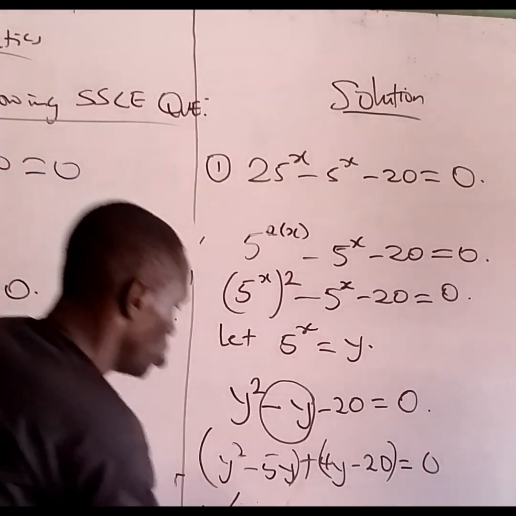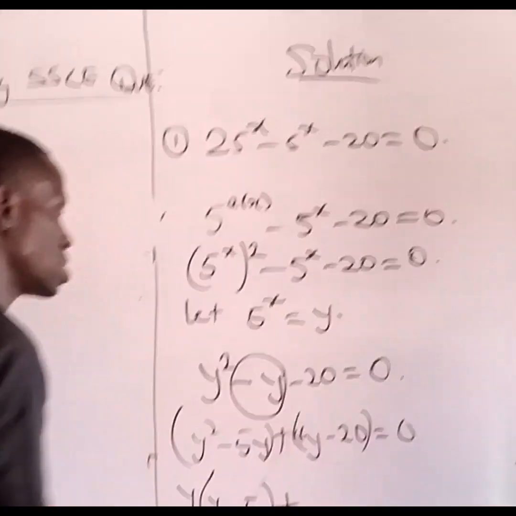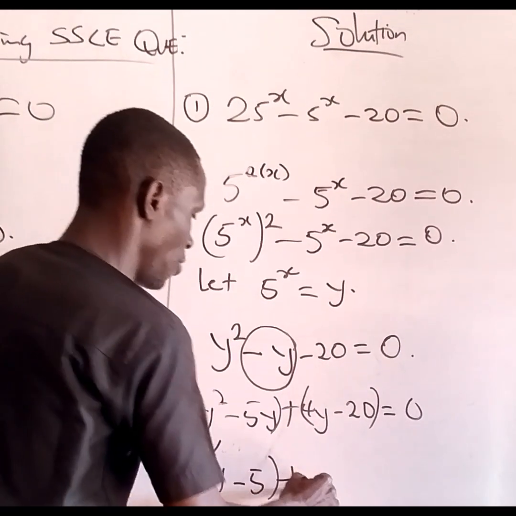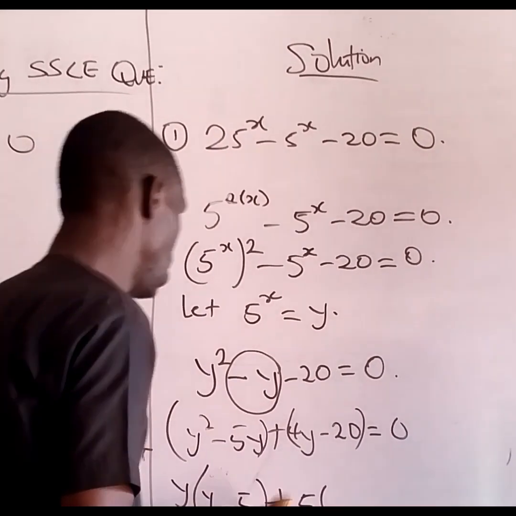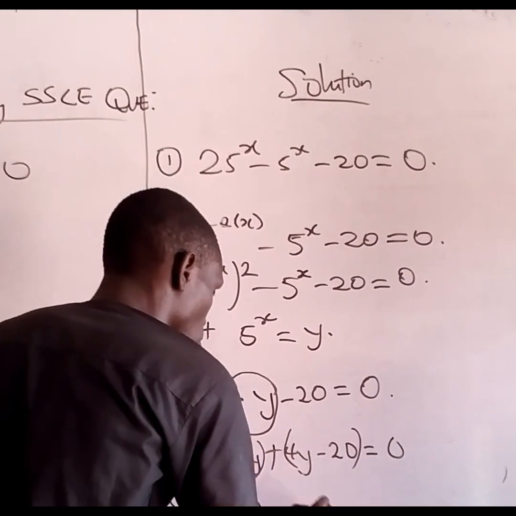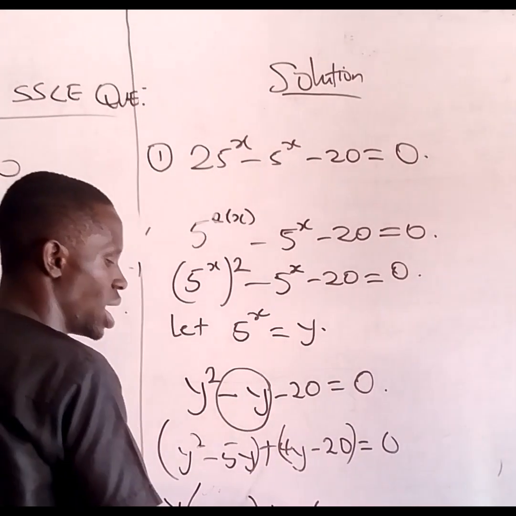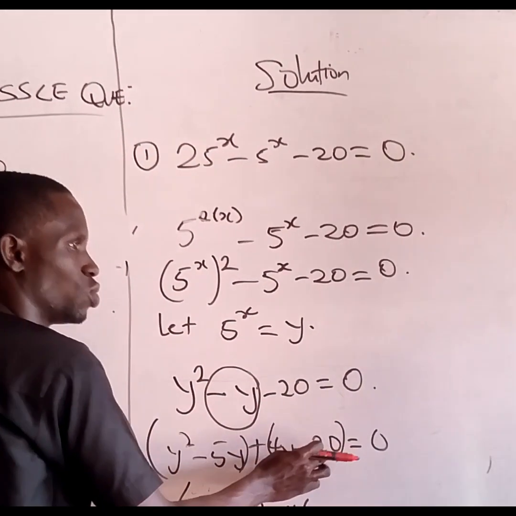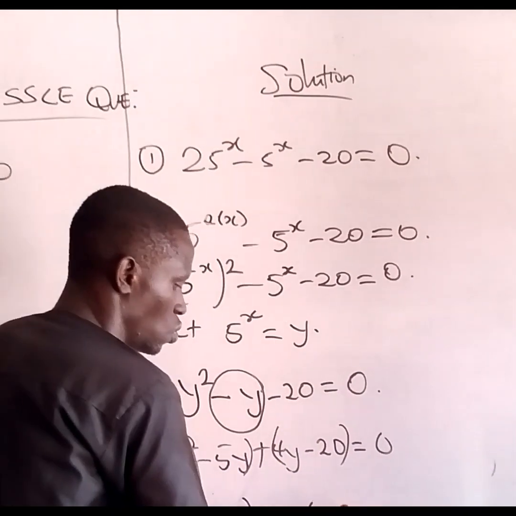Alright, plus. Look at this and this. What is common? 4 is common. You write the 4 outside. 4y divided by 4 means only y. Then 20 divided by 4 gives you 5.